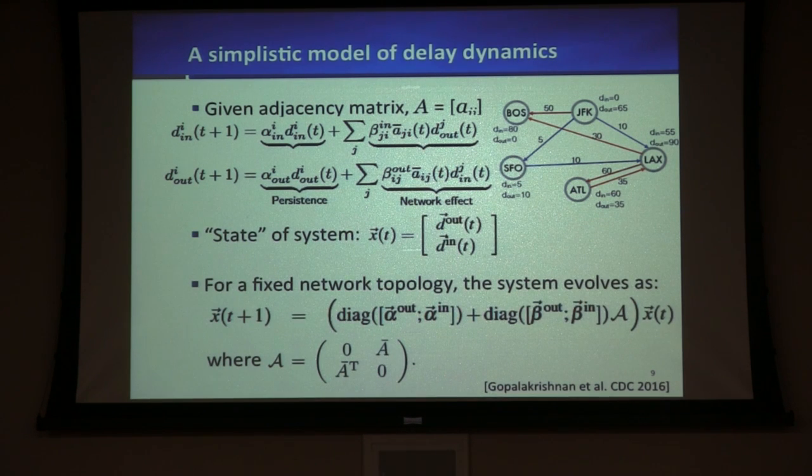So what we have from this model is, if I have a state of the system which is just this x bar, which is a long vector, right? It's got the outbound delays at every airport at that time, and the inbound delays at every airport at that time. Then if I have a fixed network topology, if you give me a connectivity in terms of delays, then I have this linear relationship on how the system propagates. There's this calligraphic A here, that matrix, which is related to my adjacency matrix for the topology. So it looks like this.